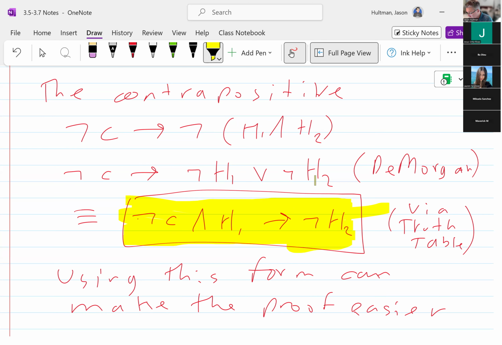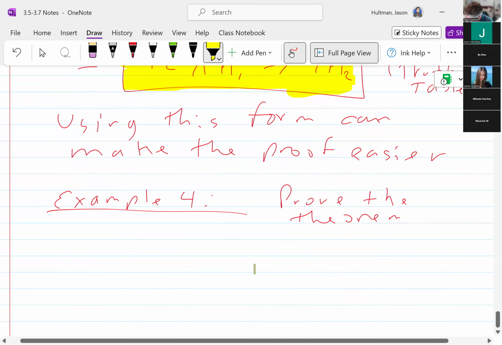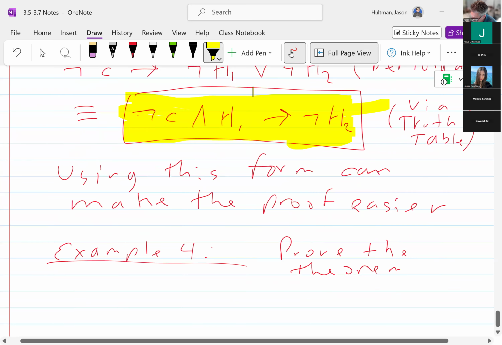Okay, but this has not been shown previously in the book that these are true. I just don't want to waste the time going through the truth table to be able to utilize it. It'd be a good exercise for you to do on the side to convince yourself that this is true. Okay, but we're gonna utilize this to prove the next theorem.